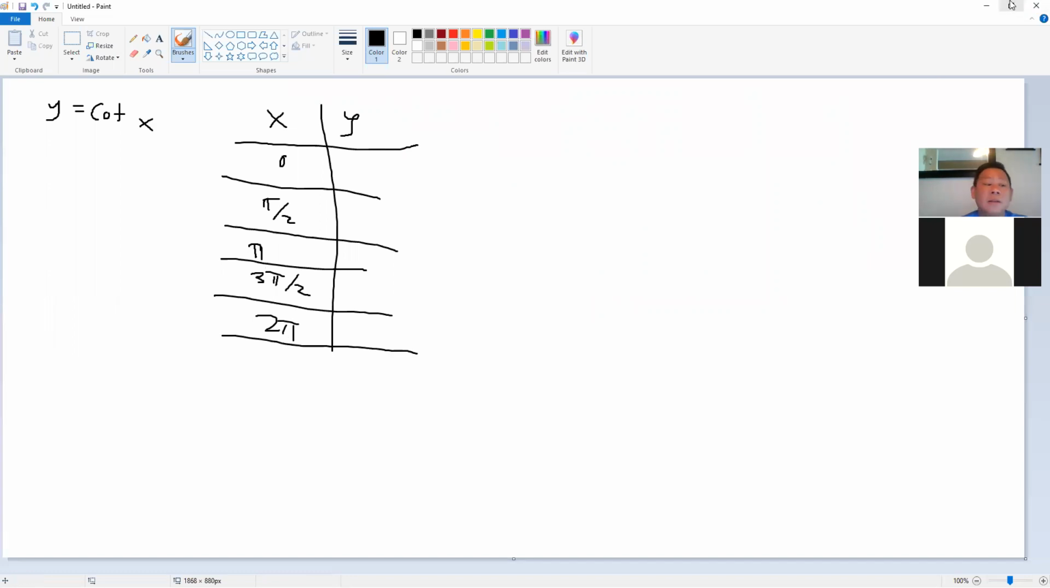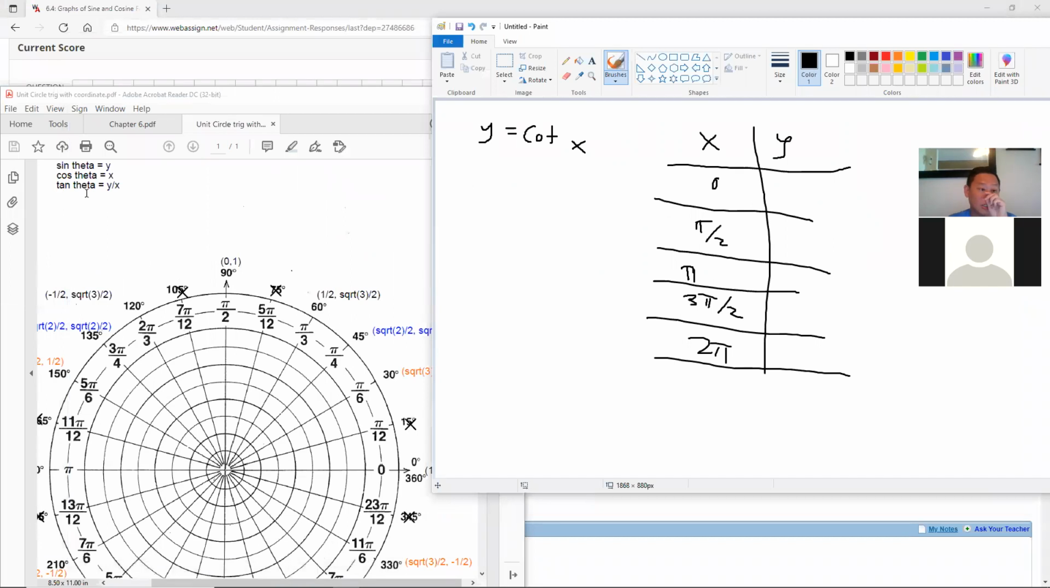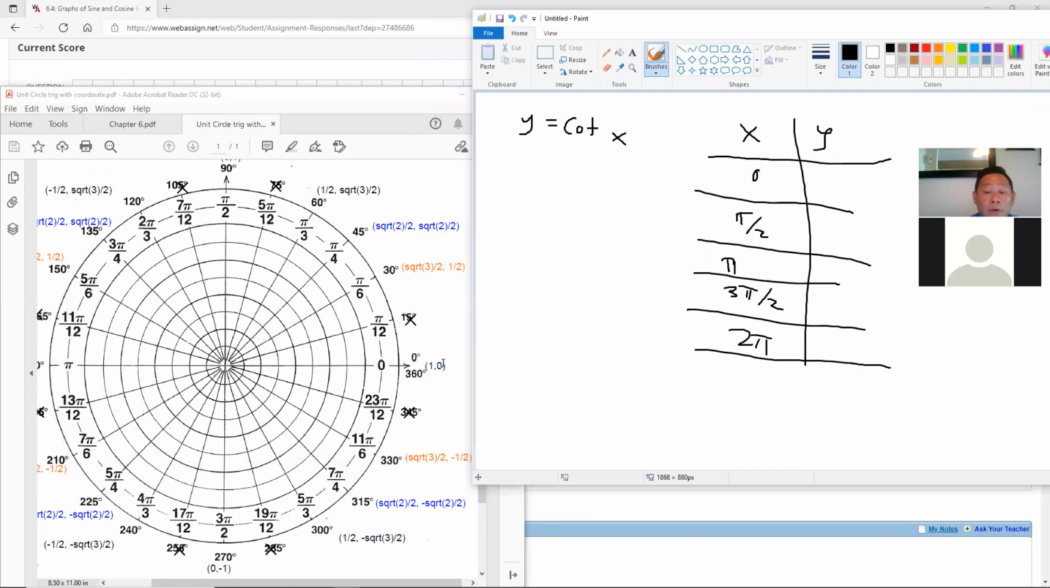And we're going to use back the same unit circle that we have. Don't forget that tangent is y over x, so cotangent will be x over y. So now you just need to take x divided by y for cotangent. So if you take this divided by this, 1 divided by 0, this is actually undefined here.